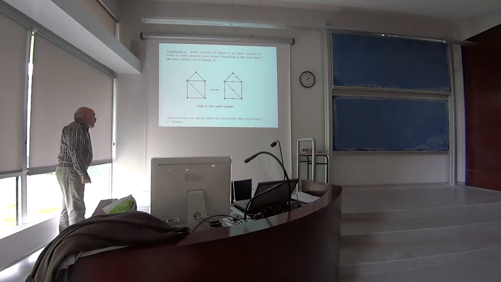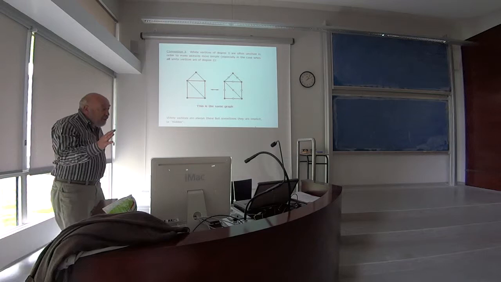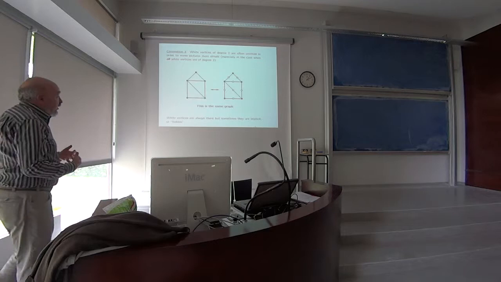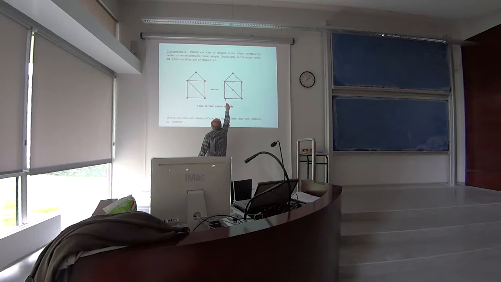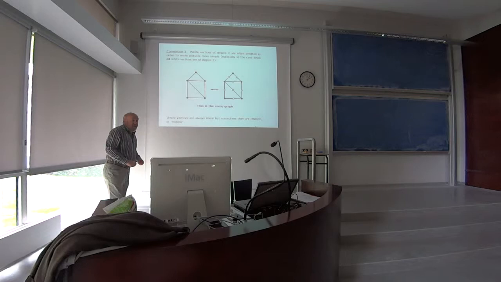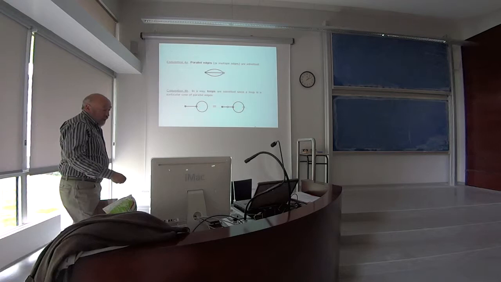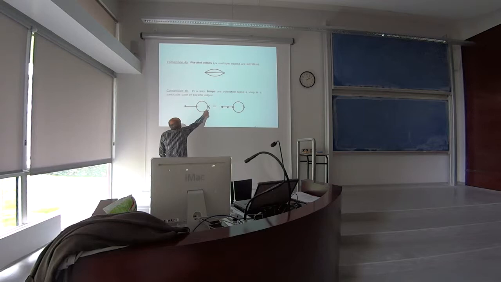So white vertices sometimes will be hidden, and sometimes there may be an ambiguity between two usages of the word edge. An edge is always something which connects black and white, but sometimes I will speak about edges when there are only black vertices. So we will see. Parallel edges are admitted, and in a way, loops are also admitted, since a loop is in fact a graph like that, so there are just two parallel edges. But all graphs are connected.